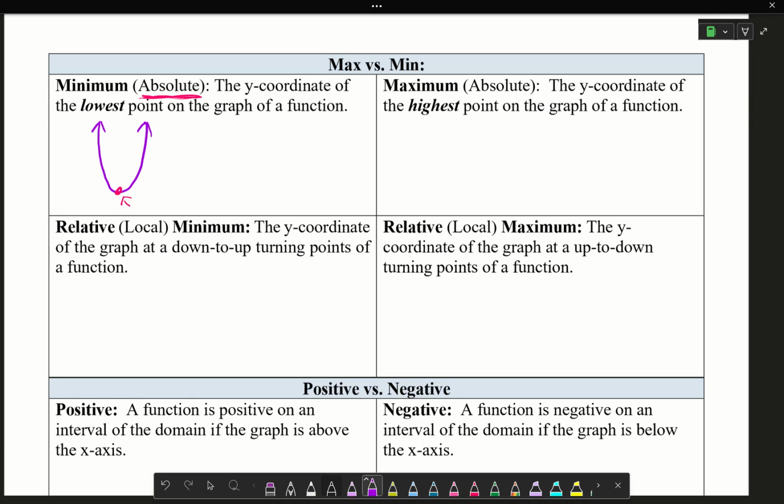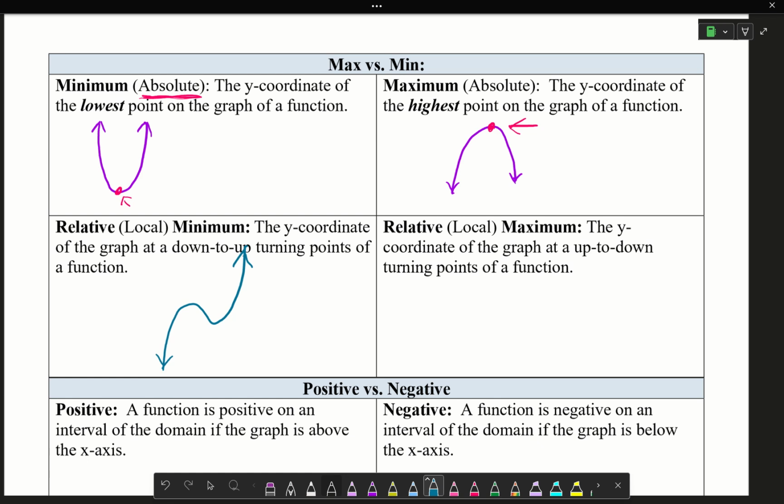So flipping it over for the maximum, this would just be the highest possible point on the graph. No point on this graph is ever going to be higher than that right there. So this is our absolute maximum. Now, a relative or local minimum and maximum is a little bit different here. So I'm going to use a slightly different sketch here. I'm going to put in a graph like this.